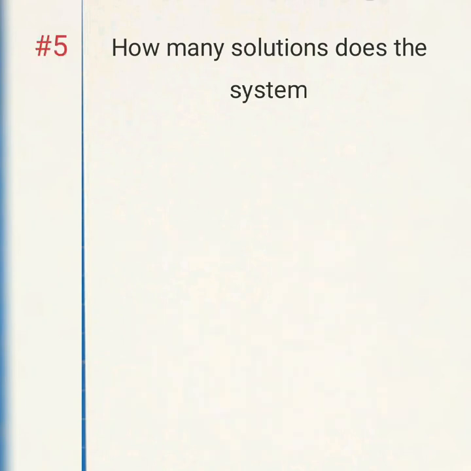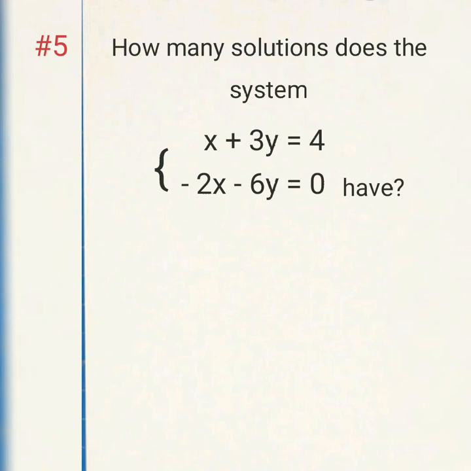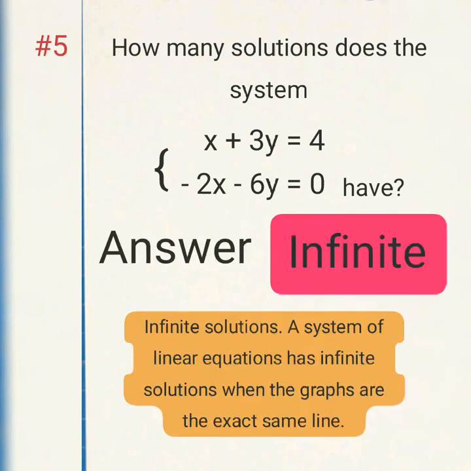How many solutions does the system x + 3y = 4 and -2x - 6y = 0 have? Answer: infinite. A system of linear equations has infinite solutions when the graphs are the exact same line.